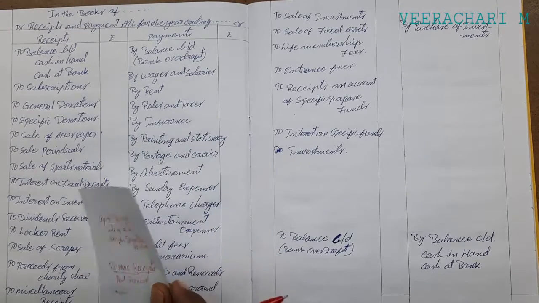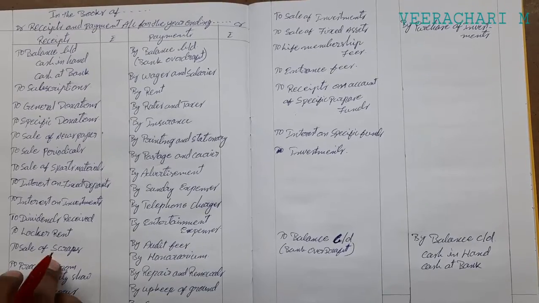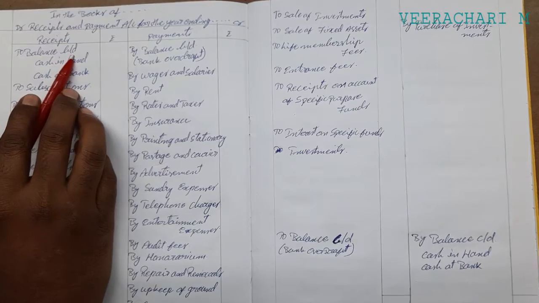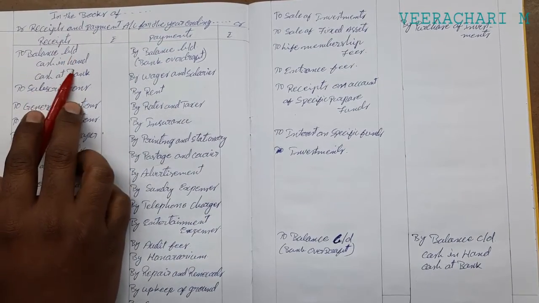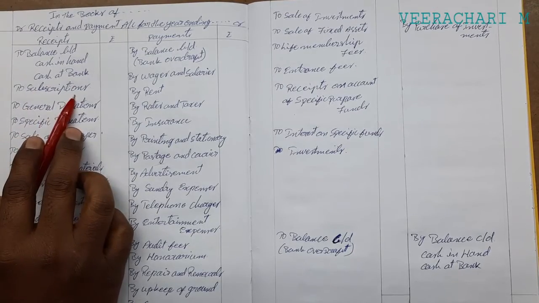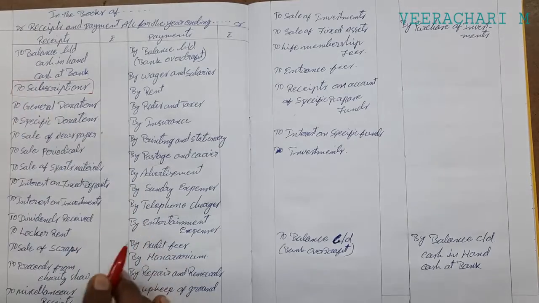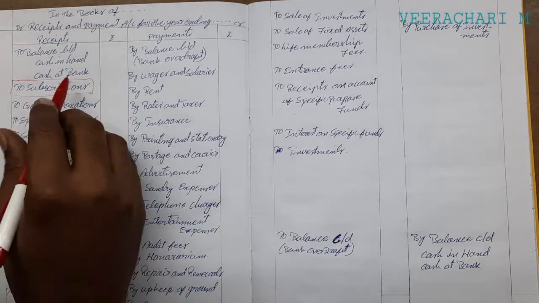Whatever the receipts, they should be debited to the receipts and payment account. The receipts and payment account starts with the balance brought down: cash in hand, cash at bank, and subscriptions. Subscriptions, we already discussed: any member of the organization periodically pays an amount, which is called subscriptions.